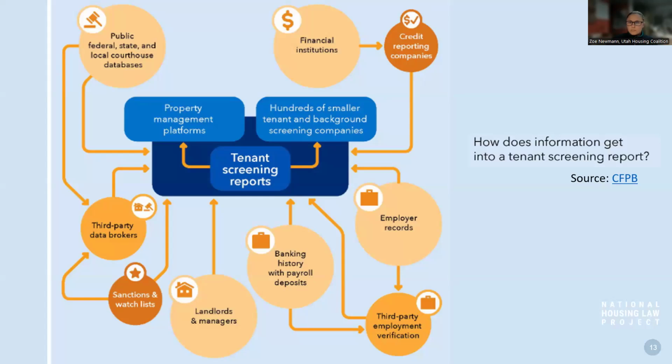Where does this information come from? This is a graphic from the CFPB. You'll see that it comes from all sorts of public and private databases, banks, licensing entities, law enforcement agencies, courts. And once information gets into this ecosystem, it's hard to get it back out.